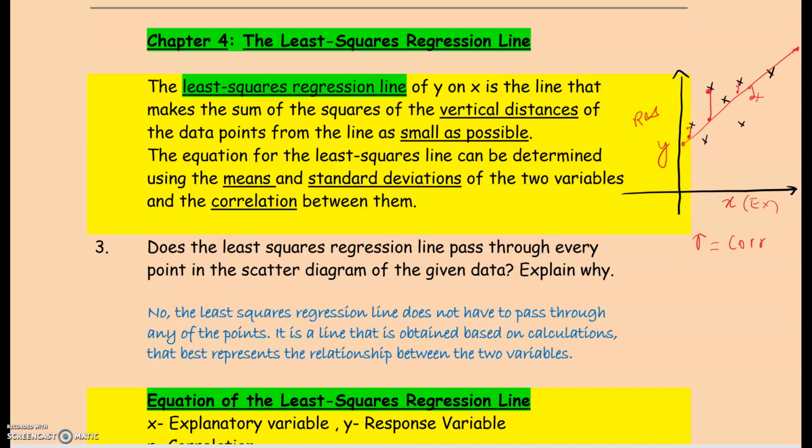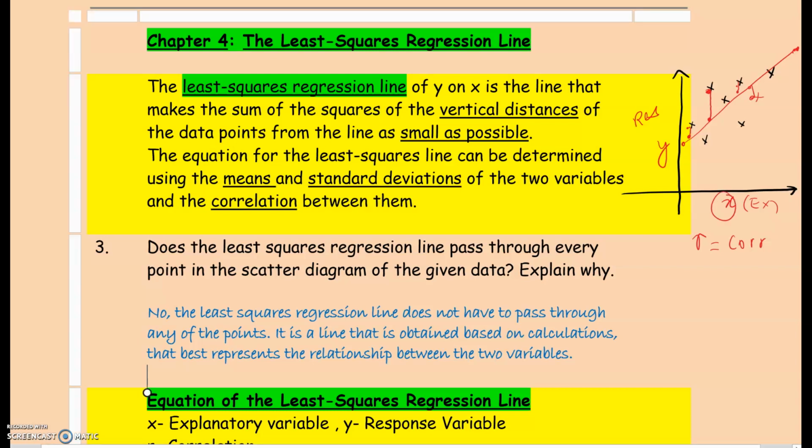Now here we'll define the least squares regression line. It's also called the regression line or the line of best fit. When we are trying to find the relationship between two variables x and y, x is called the explanatory variable, and y depends on x, and it's called the response variable.